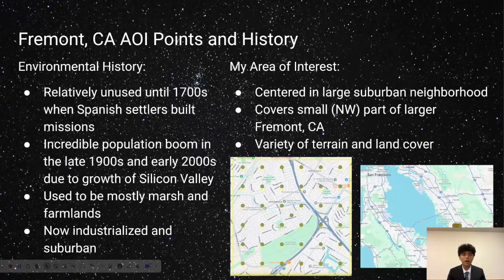So, moving on to Fremont, California, it's a large suburban city in the heart of Silicon Valley where the recent population spike has seen it rapidly develop from marsh and farmlands into the bustling suburb it is today. And specifically, my area of interest is the northwestern part of the city.